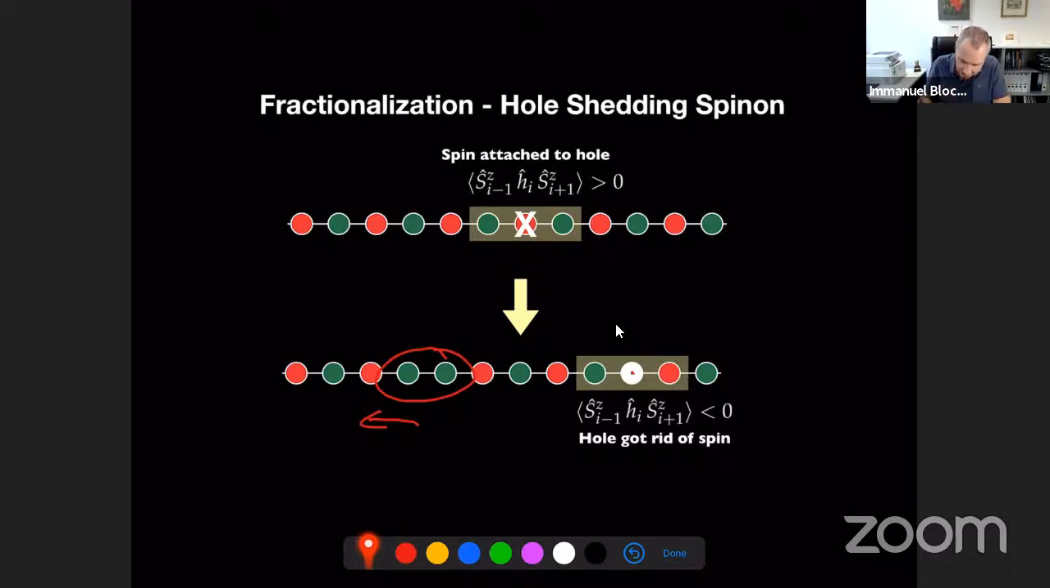So now we see that after a long evolution time, what we should be seeing is that the spin correlator around the hole will turn from positive to negative, indicating basically that our spinon has moved away from the holon.